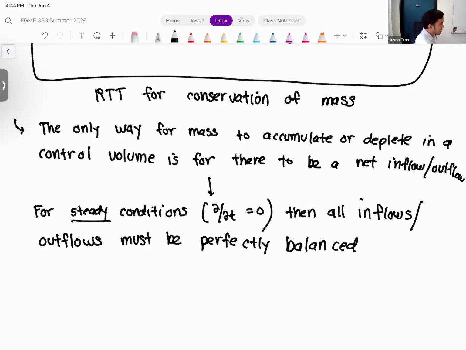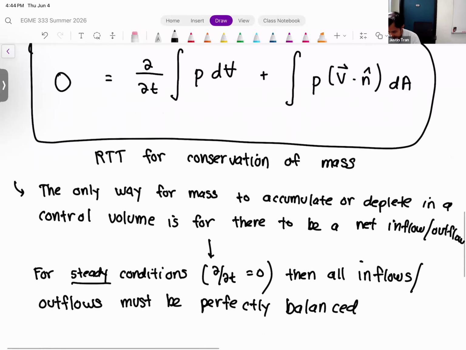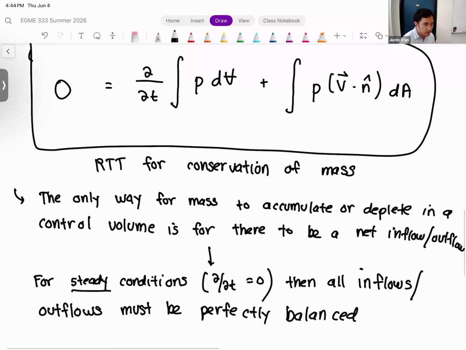All right, so we're going to look at both of these types of scenarios today. We're going to look at unsteady situations where there's an accumulation, and we'll also look at steady conditions where all the inflows and outflows would be balanced. Okay, so this is the central equation that we're going to be working with today. In basically all four examples that we're doing today, we're going to be applying this equation to all those different scenarios. Okay. All right, any questions on this so far?